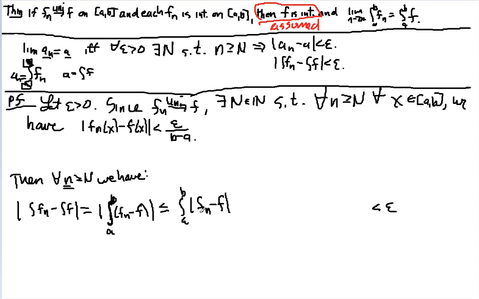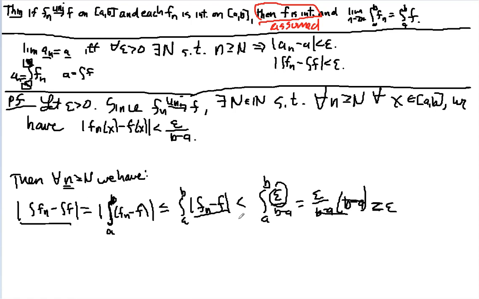But we've proved already that, as long as n is sufficiently big, which it is, this is going to be less than or equal to, or strictly less than, the integral of epsilon over b minus a. Well, epsilon over b minus a is a constant, so this is just equal to epsilon over b minus a times the length of the interval, which is b minus a. Cancel, cancel, you're just left with epsilon. So we get that this thing is less than epsilon, and we've proved the result.